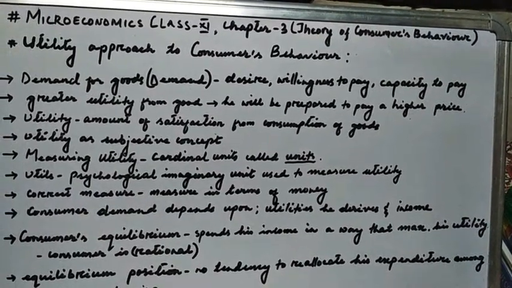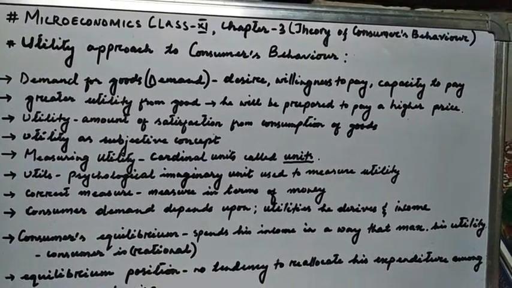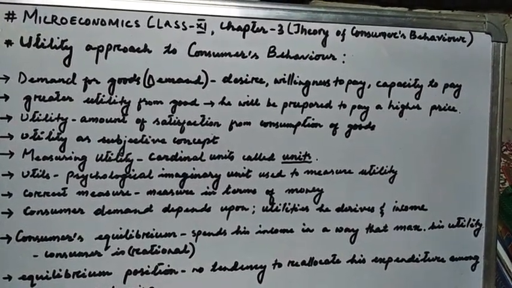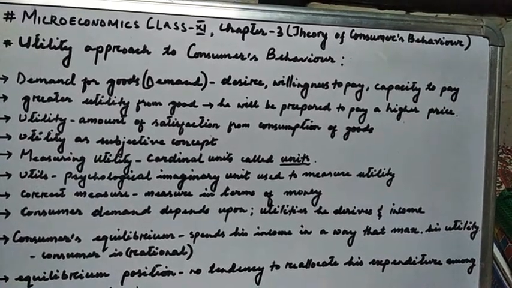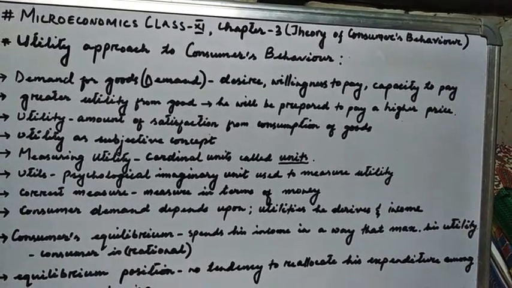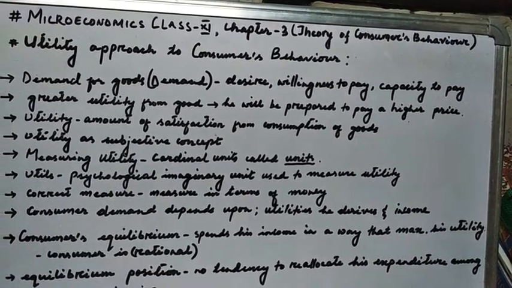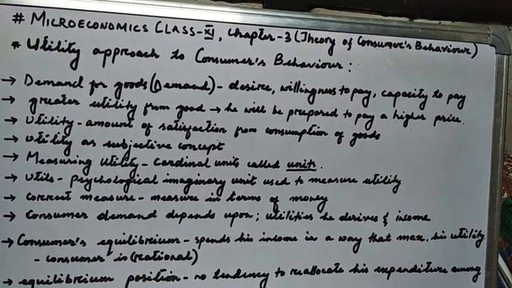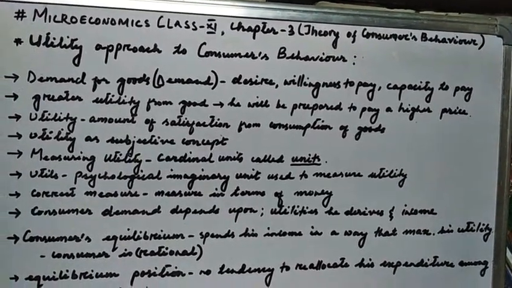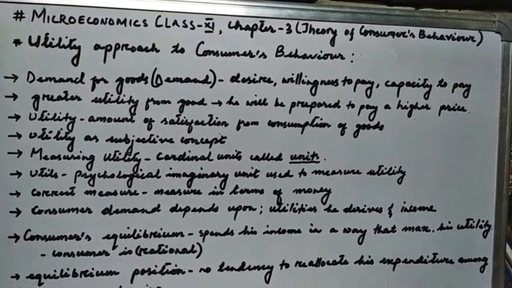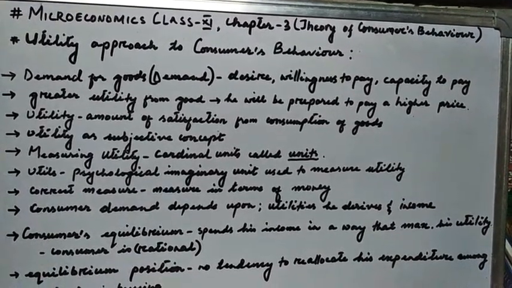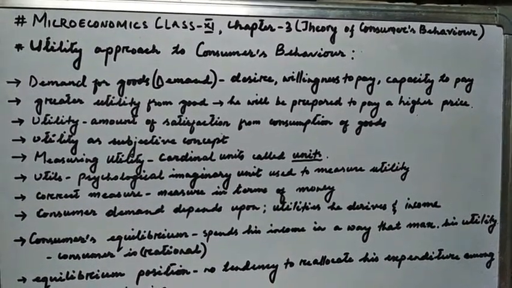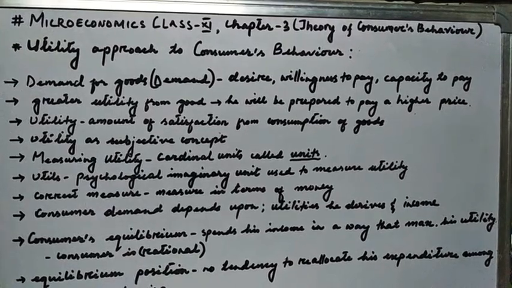In today's lecture, we are going to discuss the theory of consumers' behavior. That is chapter number 2. In the previous chapter we have already discussed the nature of central economic problems. We have explained and discussed the various nature of the central economic problem. So we are going forward in discussing the consumer's behavior.